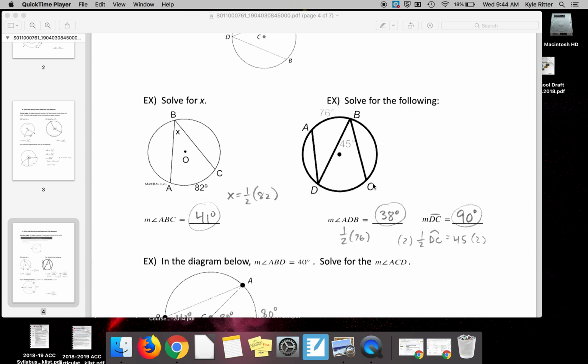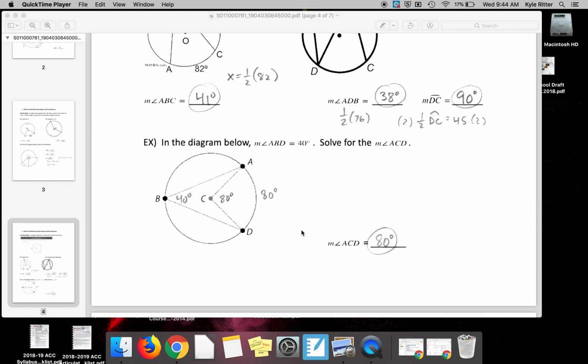And then next we're asked to find the arc length from D to C, which is going to be double the inscribed angle. So given the inscribed angle, we're going to double that to get its corresponding arc measure. So 45 times 2 is going to be 90 degrees. So this arc measure is 90 degrees.